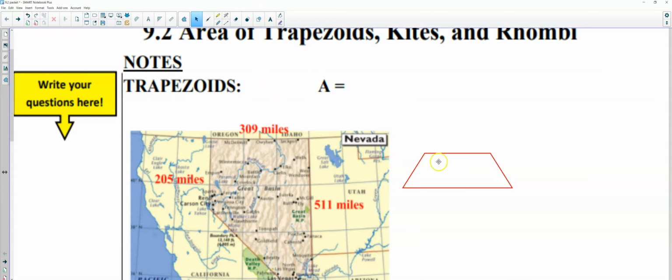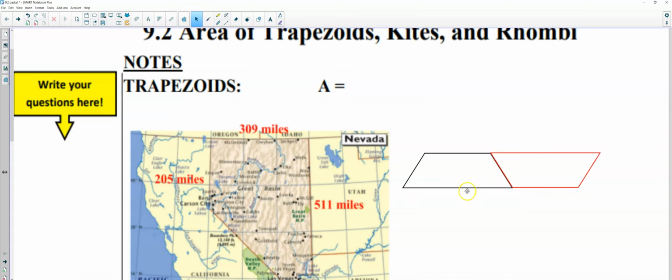Take a look at this trapezoid right here. What if I take this trapezoid and copy it, so that it's exactly the same? Take this one, turn it around 180 degrees, and then put it here. Notice that all of a sudden we have a parallelogram. Here we go. So we have a parallelogram, right?